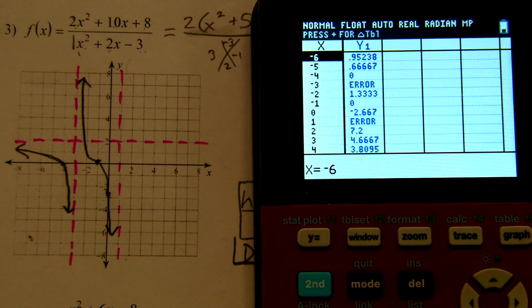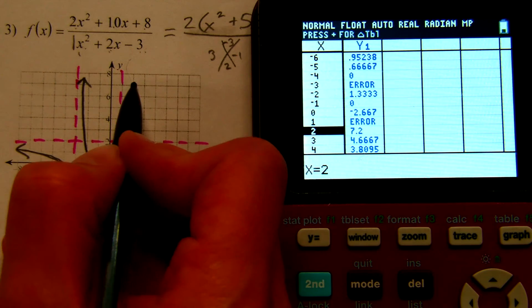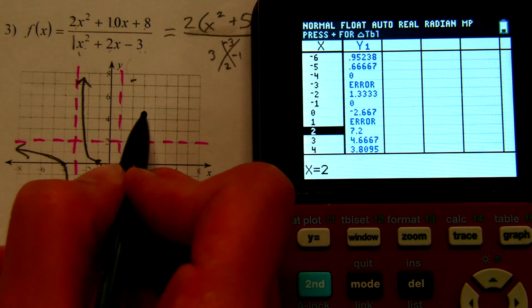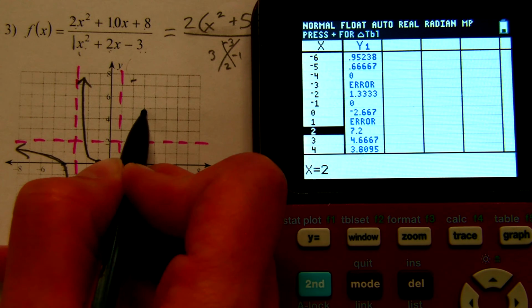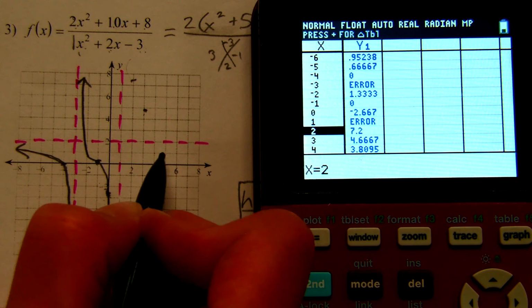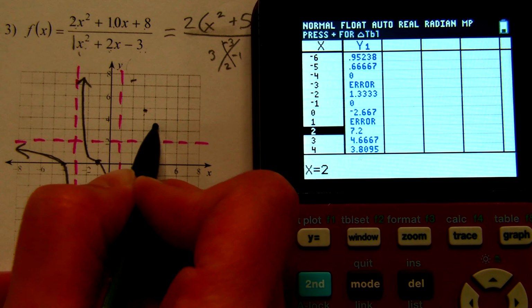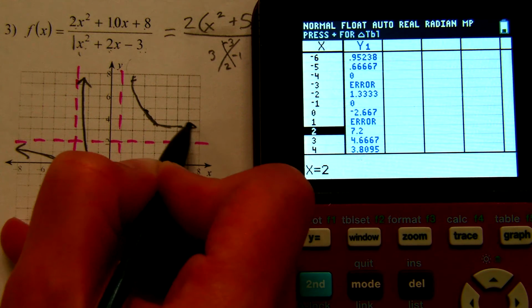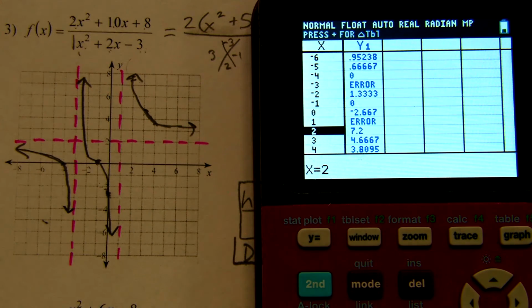Go into the table. 2 is at 7.2, and 3 is at 4.66. That just gives us a couple of places we can connect. At 4, it's at 3.8. So it kind of goes down slowly once you get over here. I like to have a couple of points just to give the general idea. And that's the graph. There's no holes.